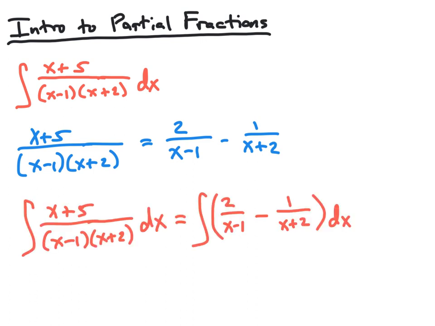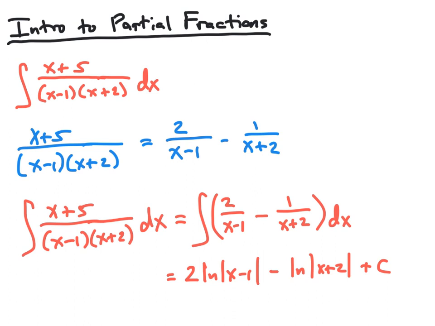Once we've seen how to rewrite our rational function in terms of simpler rational functions, we can replace the integral of our original rational function with the integral of the difference of our two simpler rational functions, as seen here. This new integral is easily computed since each term has an antiderivative involving a natural log. For example, our first term, the antiderivative would be 2 times the natural log of the absolute value of x - 1. And our second term will have an antiderivative of the natural log of the absolute value of x + 2. And of course, plus our arbitrary constant c.